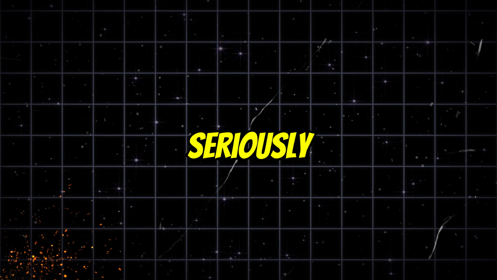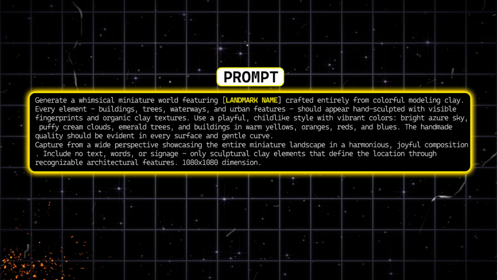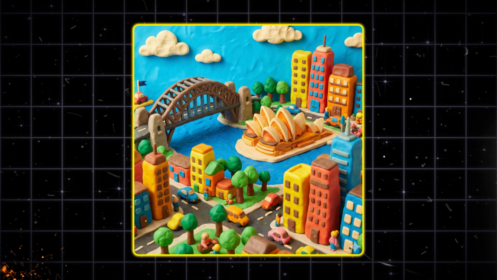Now let's move to secret prompt number 14, and this one is seriously mind-blowing. If you use this prompt and replace the landmark name in the prompt, Nano Banana Pro turns it into this insanely cute clay-style landmark world.